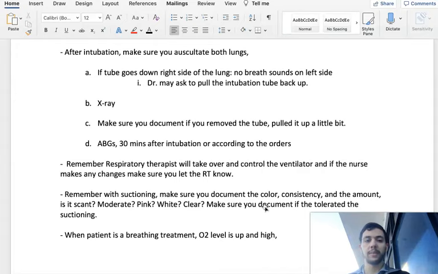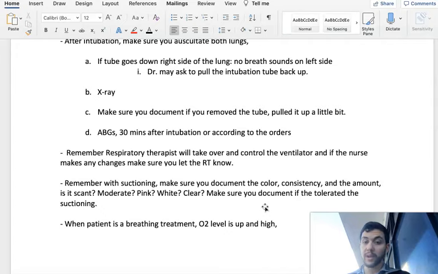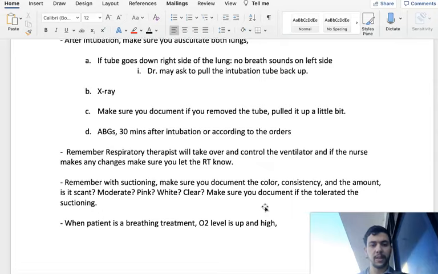After intubation, you want to make sure you auscultate both lungs, right? If the tube goes down the right side of the lung, there are no breath sounds on the left side. The doctor may ask you to pull the intubation tube back up. You have to get an X-ray to make sure it's in the right place. Document if you removed, pulled, or replaced the tube, whatever you do. And you do want to do ABGs 30 minutes after the intubation, or according to the orders if they want it more often.